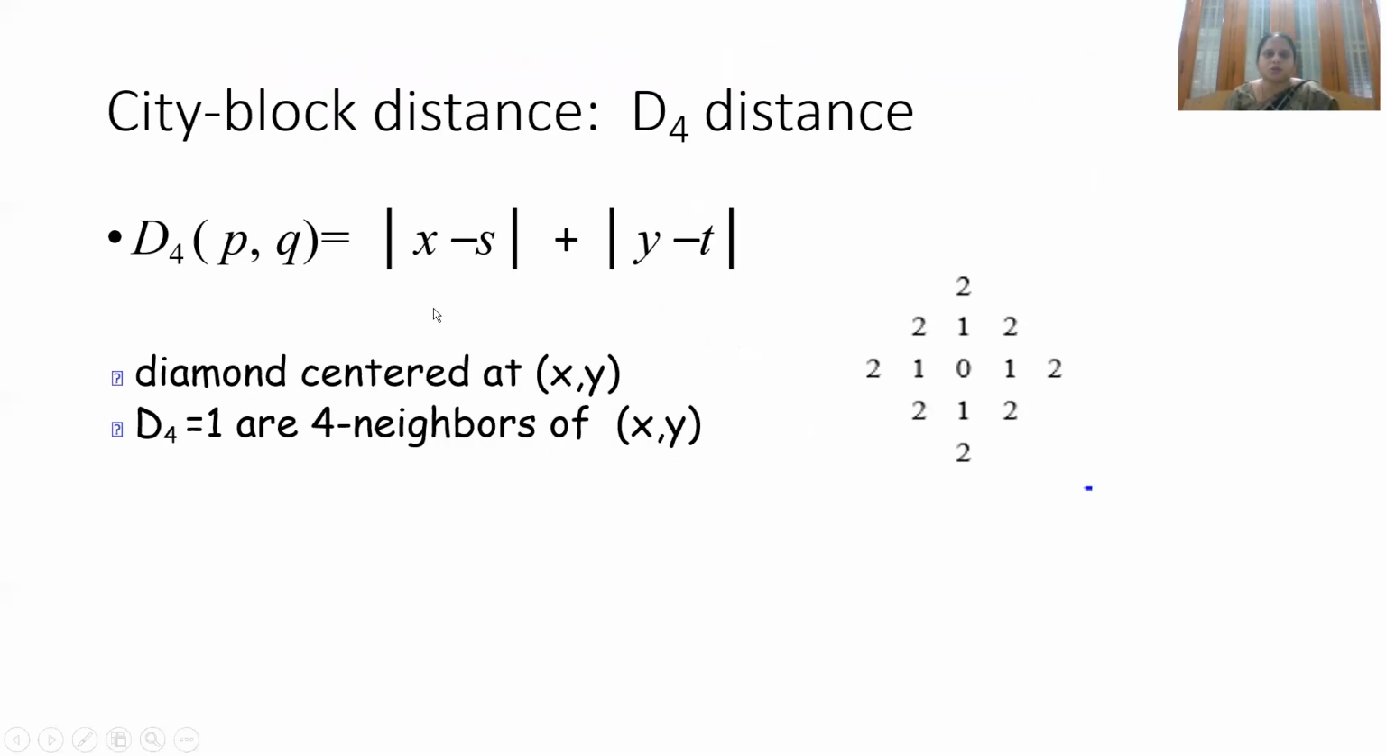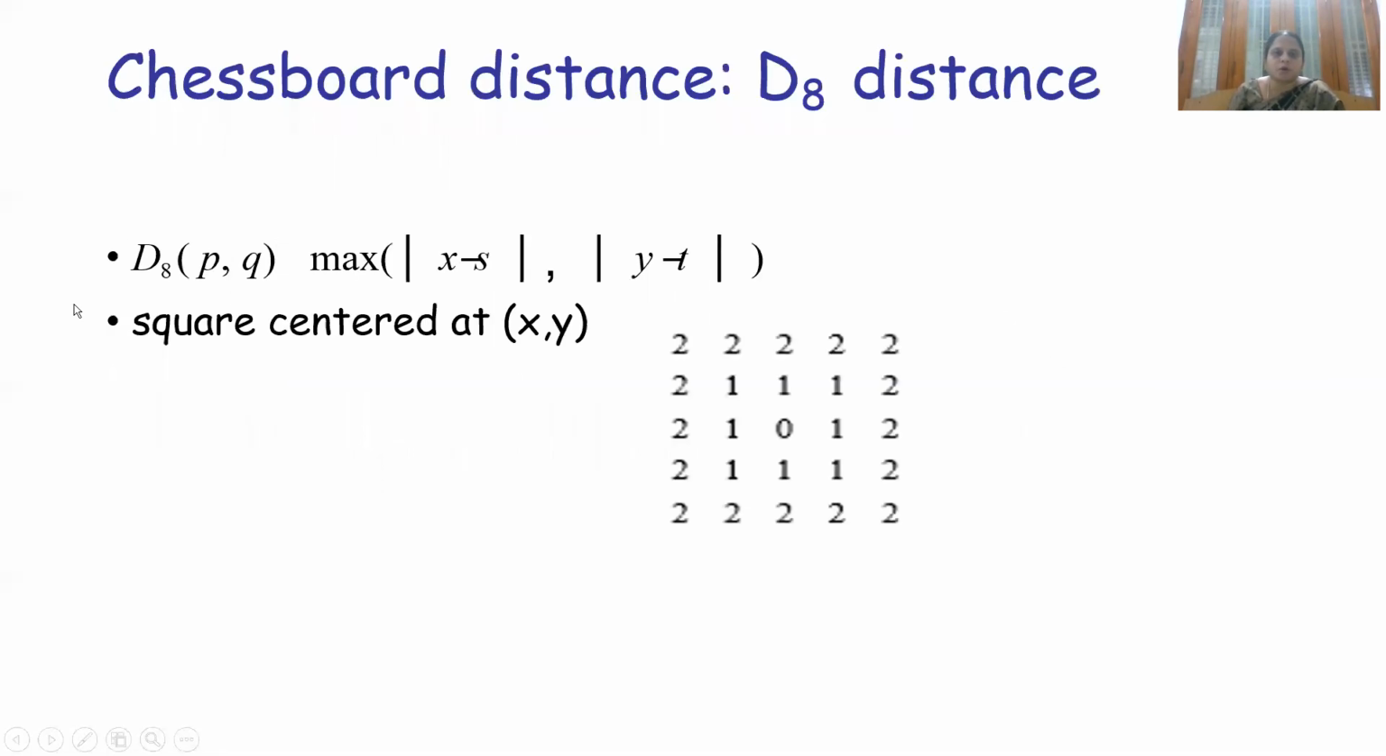So city block distance: you take a point x comma y. Here, what is the x value? X value 0, y value 0. This is the center, centered at x comma y, and this one is s comma t, some other point. So this is the city block distance. You have to find the magnitude of the value. That is 0 minus 2 and 0 minus 2, minus 2, but you have to take the magnitude value, that is 2 plus 2, 4. That is the city block distance.